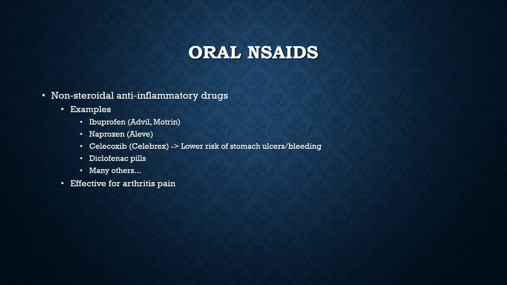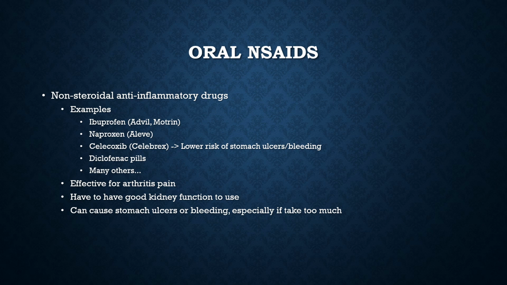These medicines are considered probably the most effective medicines for knee osteoarthritis pain. However, you have to have good kidney function in order to use them. They can cause stomach ulcers or bleeding, especially if too many are taken. You should take this type of medicine, these NSAIDs, with a medicine to reduce stomach acid, such as omeprazole. The brand name of omeprazole is Prilosec.